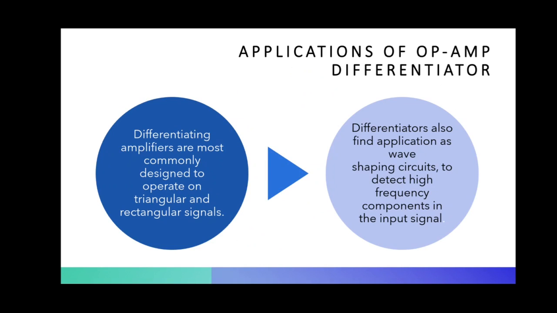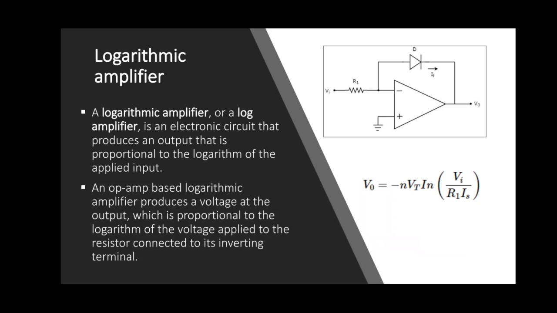Applications of operational amplifier differentiator. Differentiating amplifiers are most commonly designed to operate on triangular and rectangular signals. Differentiators also find applications as wave shaping circuits to detect high frequency components in the input signal.